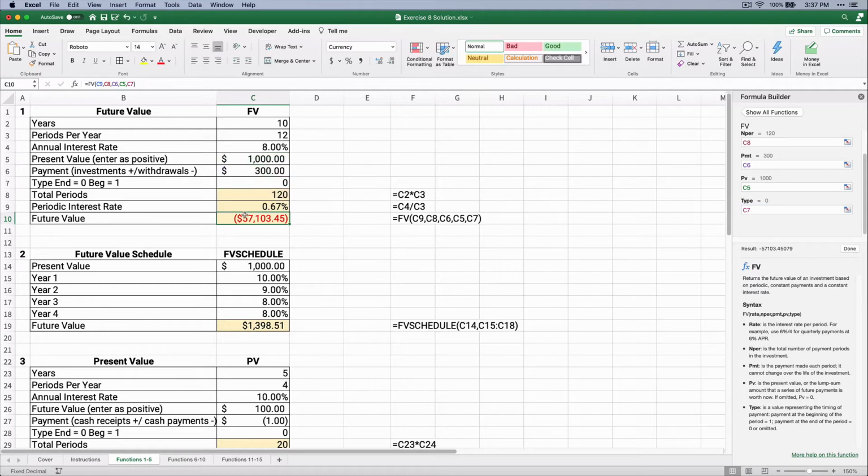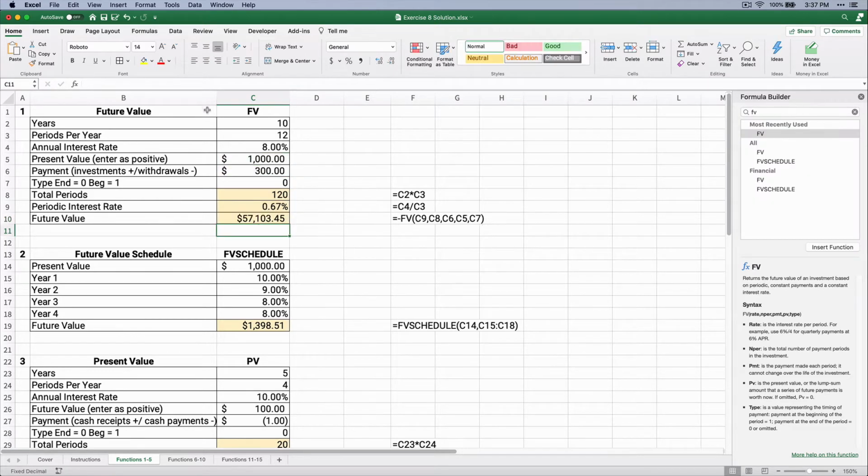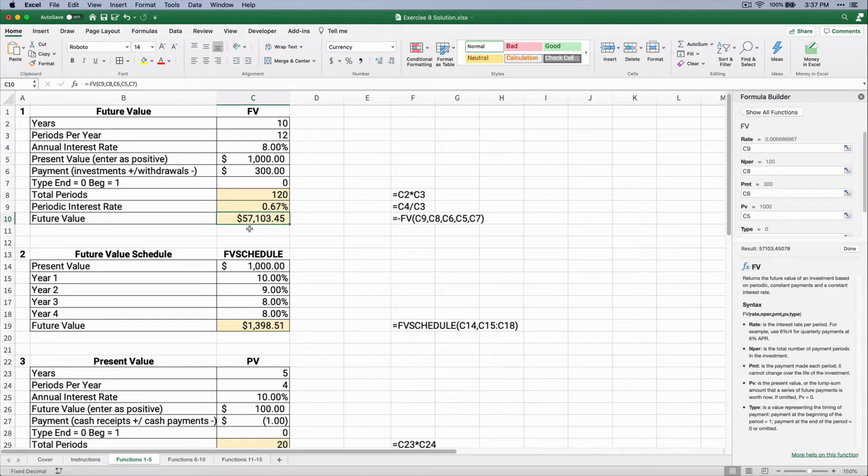So how much would it grow to? Well, it grows to $57,103. That number, we don't want it to show as a negative. We can put those numbers in as positive. So I'm going to just put a negative in front of future value, and that will change the sign to be a positive 57,000. So we might have a question that says, hey, what if I have $1,000 and I just get serious about investing and save $300 a month.